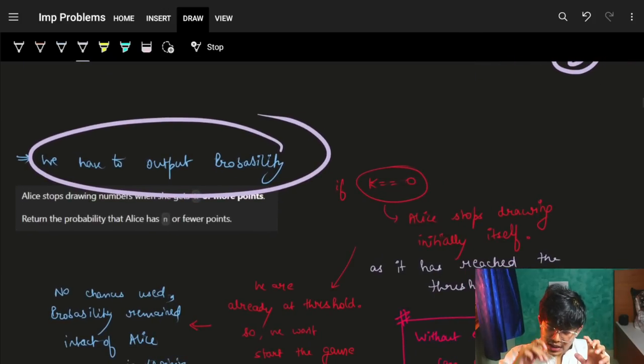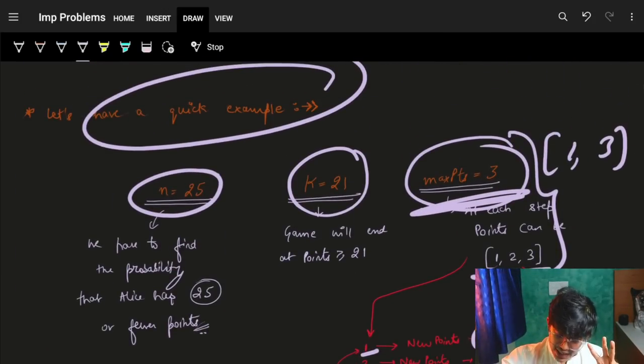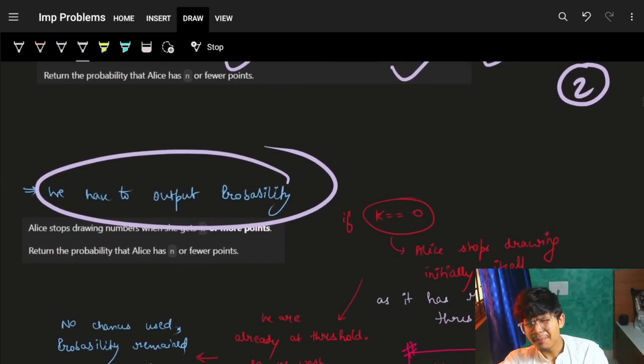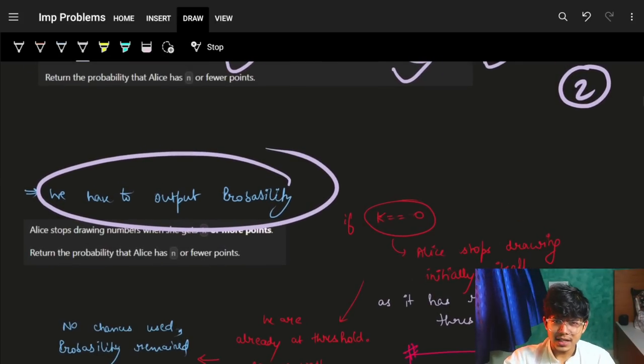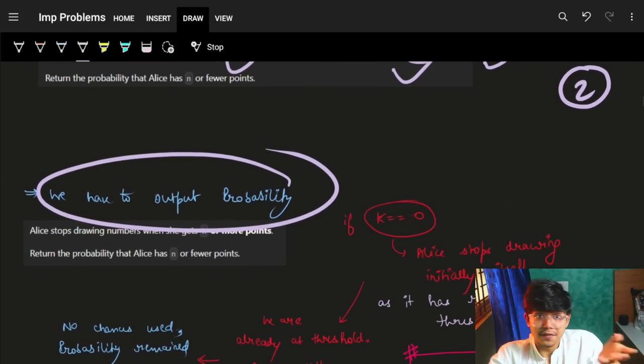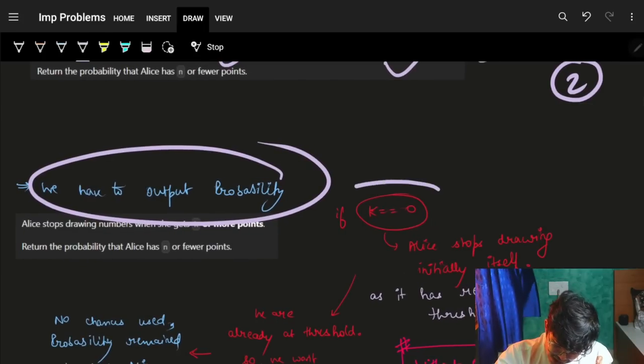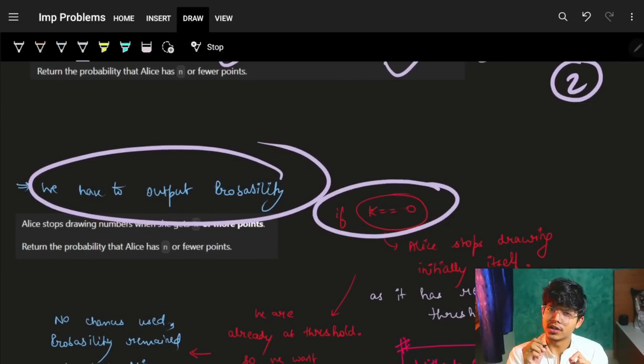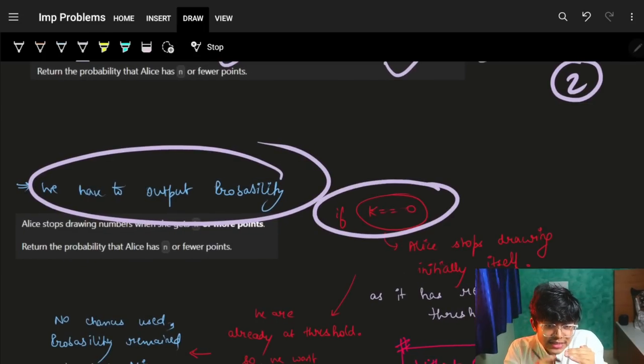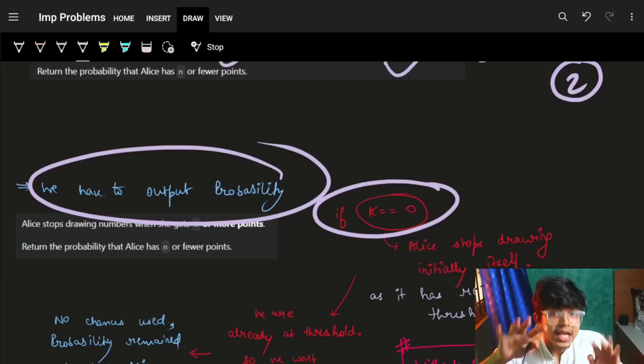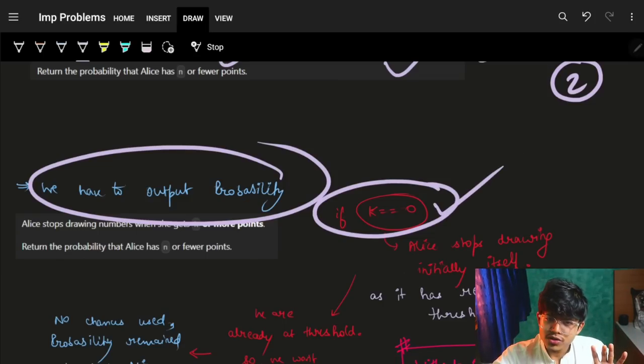Now we have three variables: N, K, and max points. Max points will not affect us. N or K can only affect us, right? Maybe max points can affect us, we will see. But if we look at it, our threshold is K, because as soon as the points are K or more than K, Alice has to stop. K equal to 0.